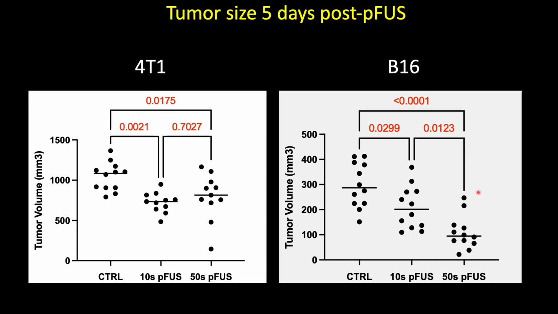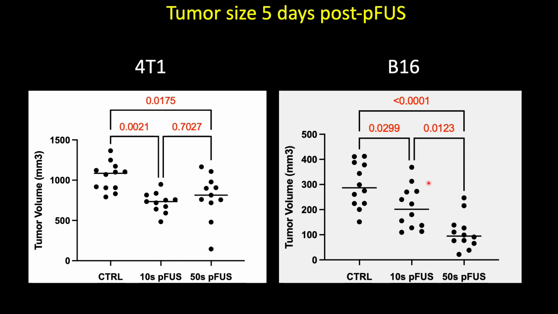If we look at the B16, however, it is a different scenario where, again, we see magnitudes of gene changes are greater with the 50-second pulse-focused ultrasound compared to the 10-second. And here we actually see that it's correlated with a greater reduction in tumor growth rate.